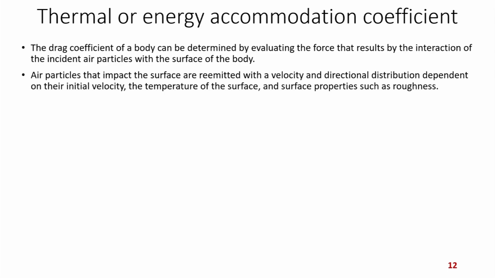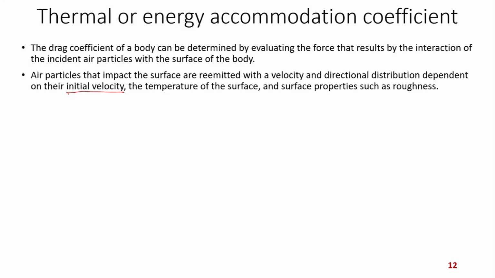So, air particles that impact the surface are re-emitted with a velocity and a directional distribution dependent on their initial velocity. What does it mean? Whenever a flux of neutral particles is striking the surface, they are re-emitted with a velocity as well as some directional distribution. It also depends on the temperature of the surface and the surface properties such as roughness. So, these are the various parameters on which the re-emission and the reflection or scattering will depend.